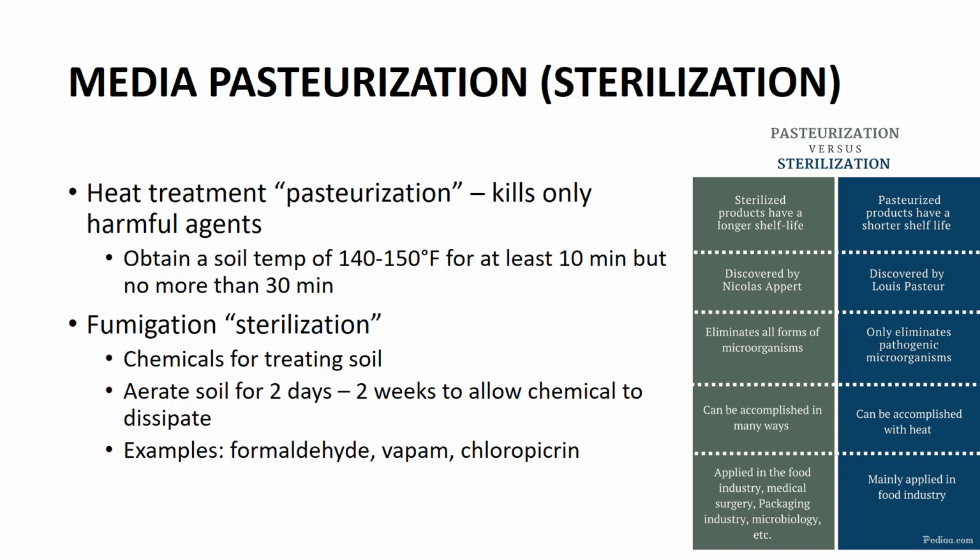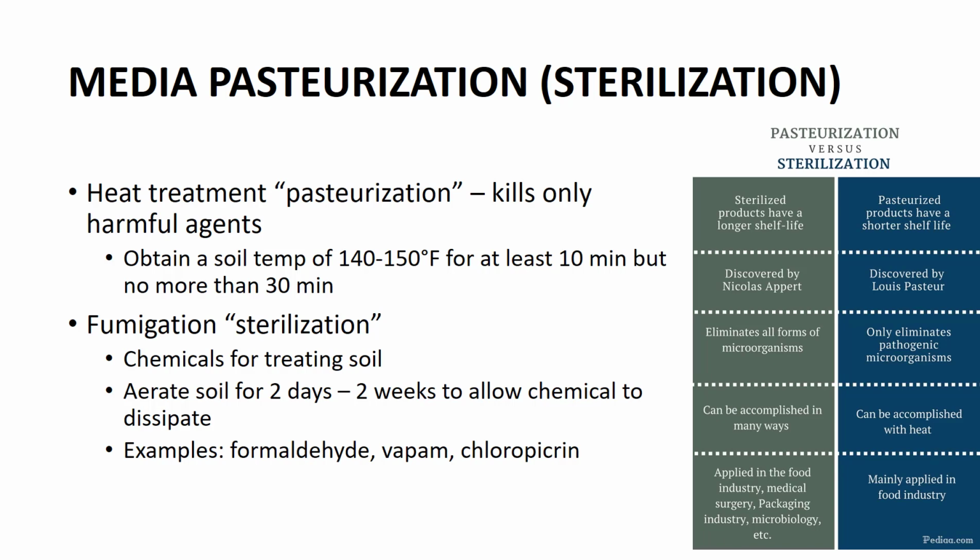Various means of heat treatment can be employed, but it is desirable to obtain a soil temperature of 140 to 150 degrees Fahrenheit and to maintain that temperature for at least 10 minutes, but no more than 30 minutes, to destroy most plant pathogenic fungi and bacteria. Chemicals can also be used to rid soil of harmful organisms. In general, fumigants are less destructive of the physical properties of the soil than are heat treatments, but they are more costly. Following treatment, the media should be aerated for a period of 2 days to 2 weeks to allow the chemical to dissipate prior to planting.